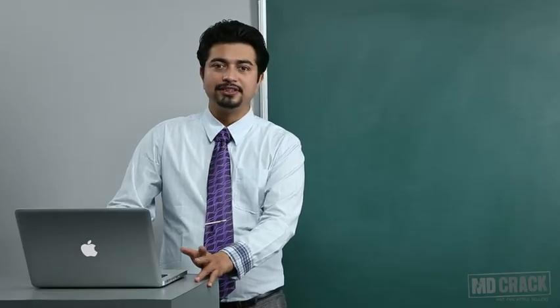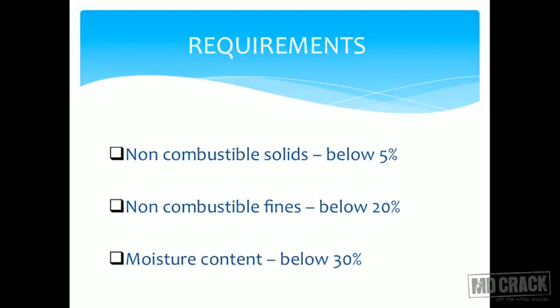Requirements of incineration. Now these are common sense requirements. I don't want a lot of particles which don't burn. I don't want sand in it, for example, which does not burn. I don't want moisture, and I don't want wet things. Wet things won't burn. Particles like sand won't burn, and basically I want something which is combustible, which I can burn. So you should have the proportion of non-combustible solids below 5%, proportion of non-combustible fines such as sawdust or your sand below 20%, and the moisture content should be below 30%. Otherwise, the stuff that you are going to put into an incinerator simply won't burn.